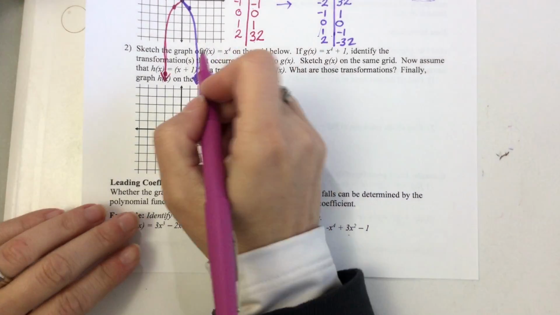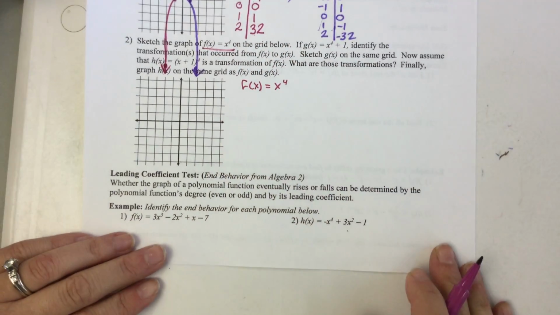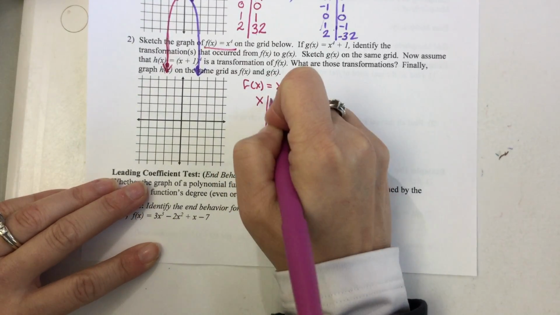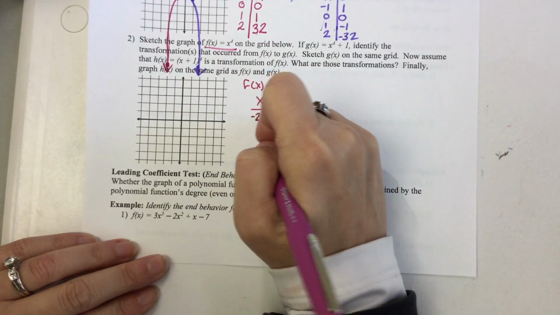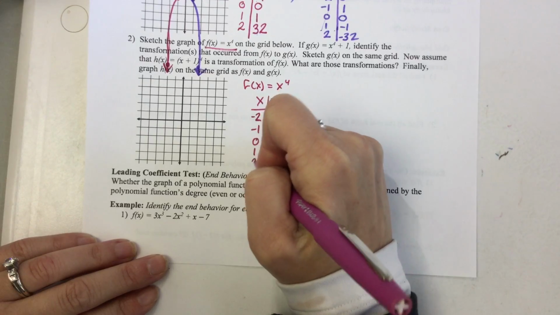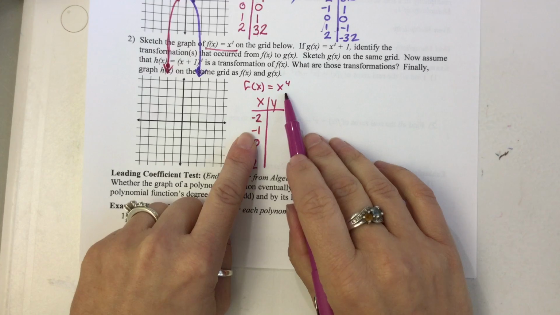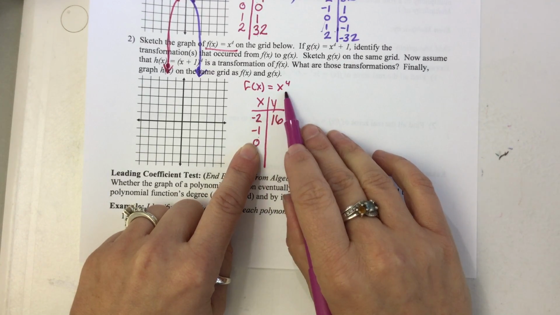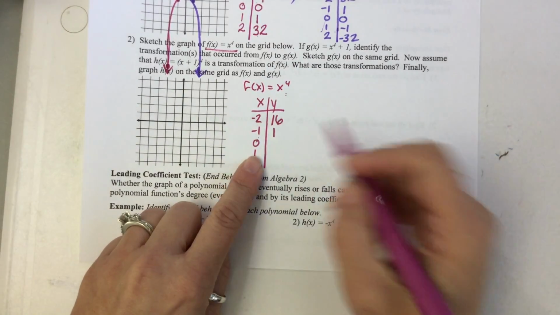Okay, so this time, my parent function, the mamas and the papas, the parent function is x to the power of 4. Again, they did not give us ordered pairs that they wanted us to use, so I'm going to fill in -2 all the way up to +2. If I take -2 to the power of 4, -2 times -2 times -2 times -2, that's +16. -1 to the power of 4: if you take -1 times itself 4 times, you get a +1.